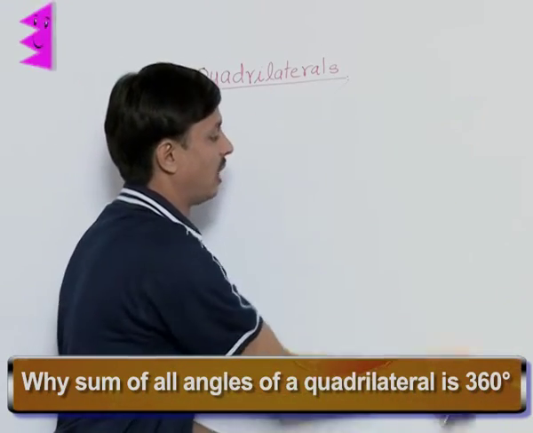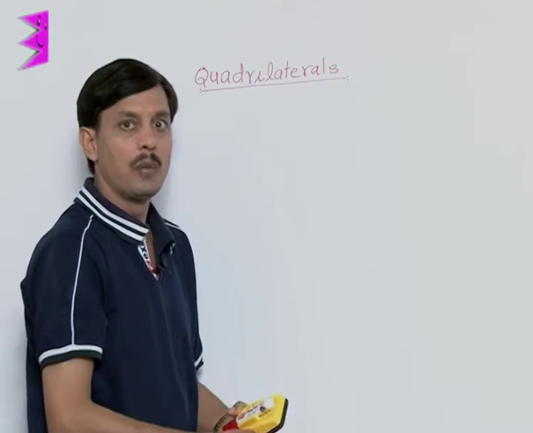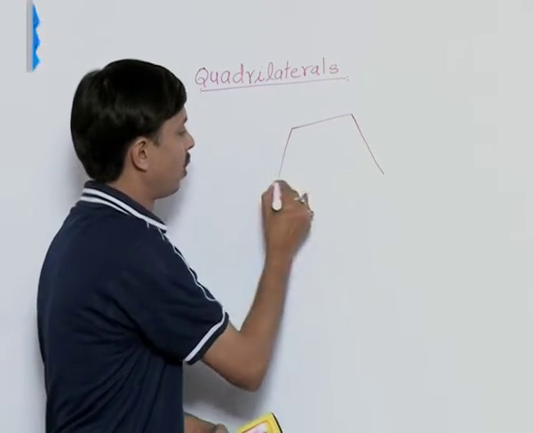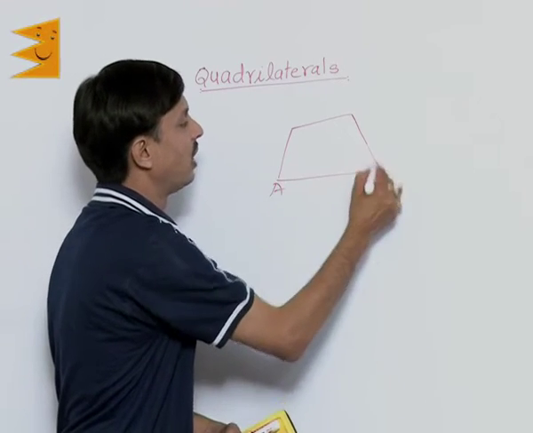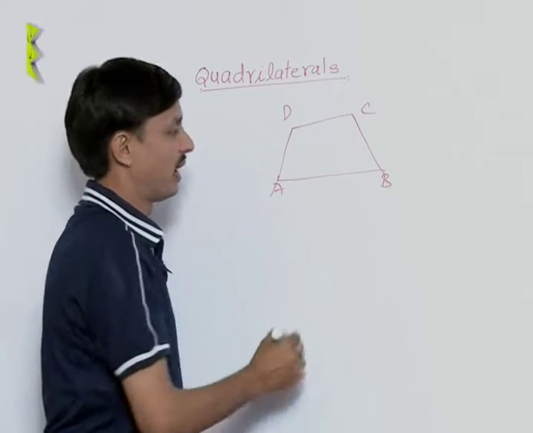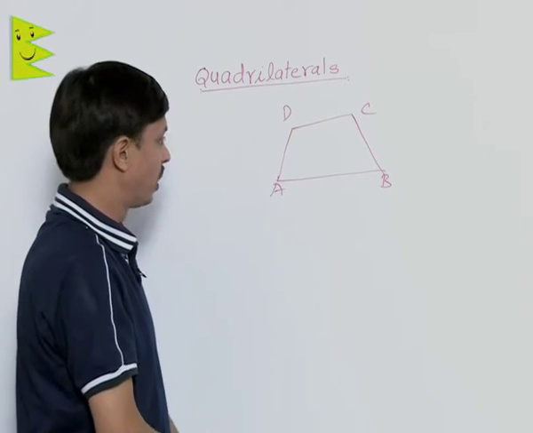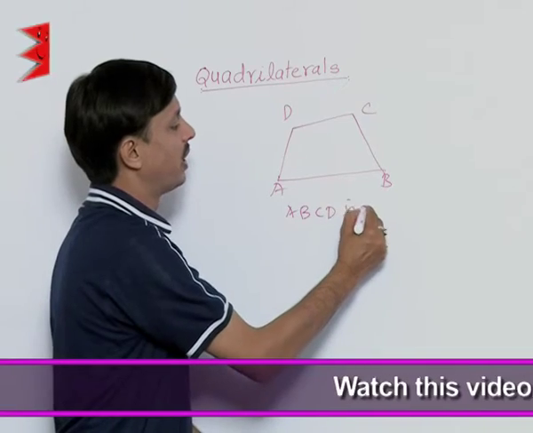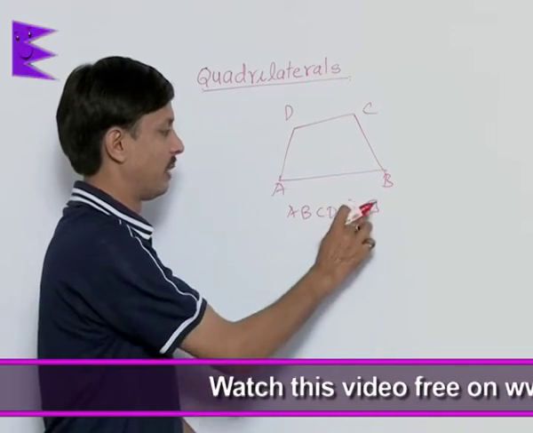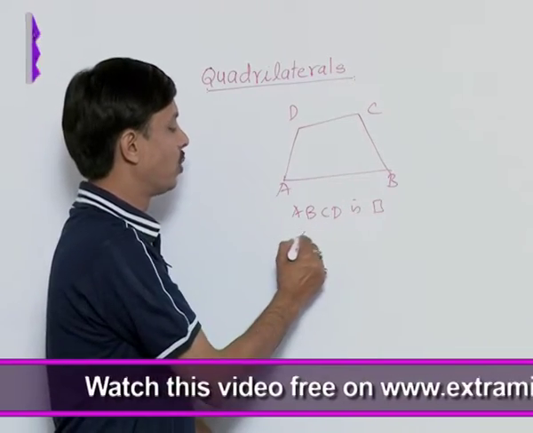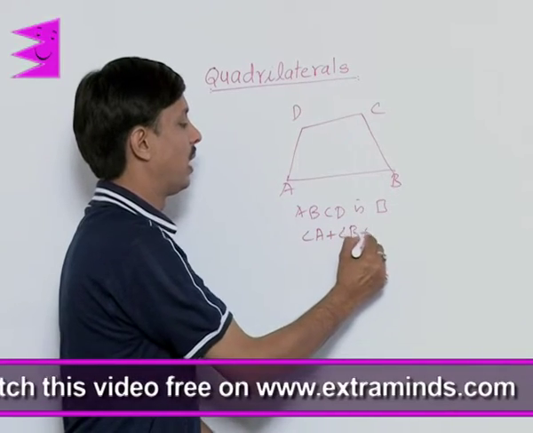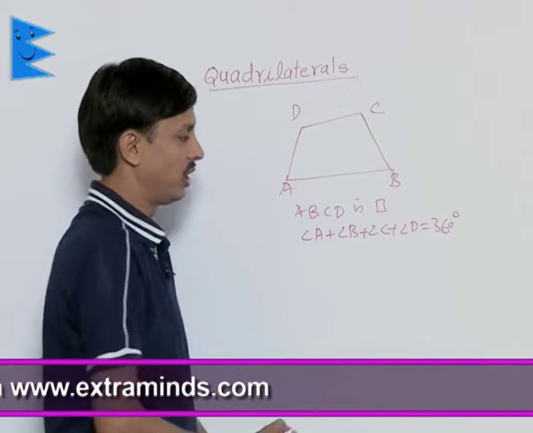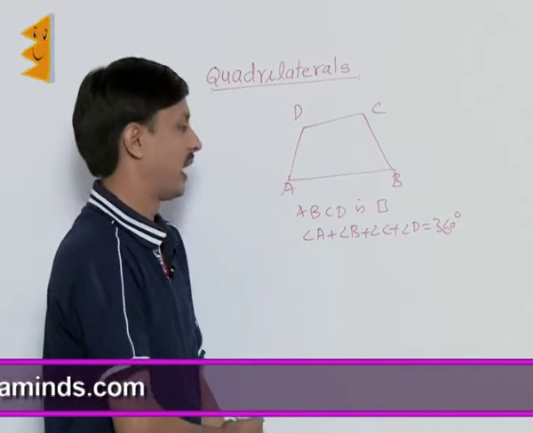I want to tell you this fact with the property of the angle sum property of triangles. Suppose I have a quadrilateral ABCD, or PQRS, whatever you want to label. We have ABCD is a quadrilateral, the symbol of quadrilateral I am using here. And I want to say that the sum of four angles, angle A, angle B, angle C, angle D, is equal to 360 degrees, or sometimes we call it four right angles.